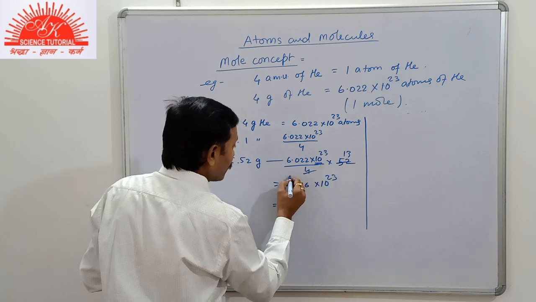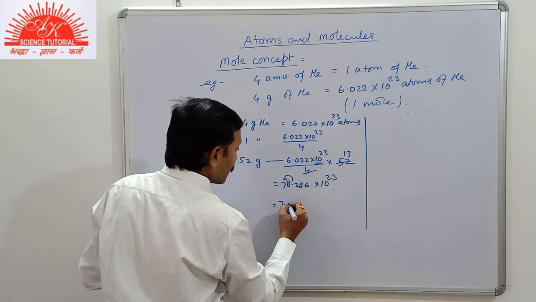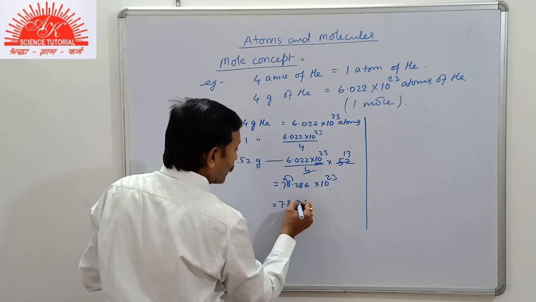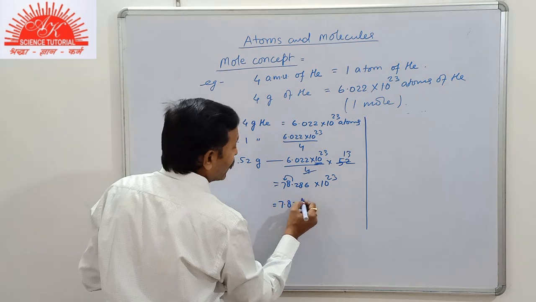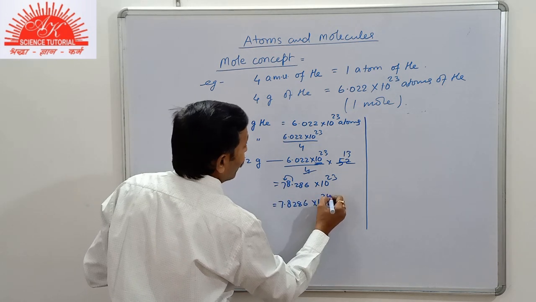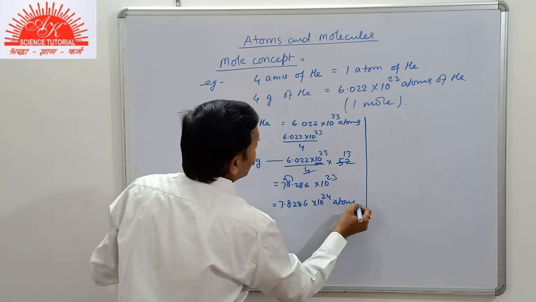Now if the decimal is shifted to the first digit, it will be 7.8286, or it can be rounded off as 7.83 into 10 to the power 24 atoms. So this is the answer.